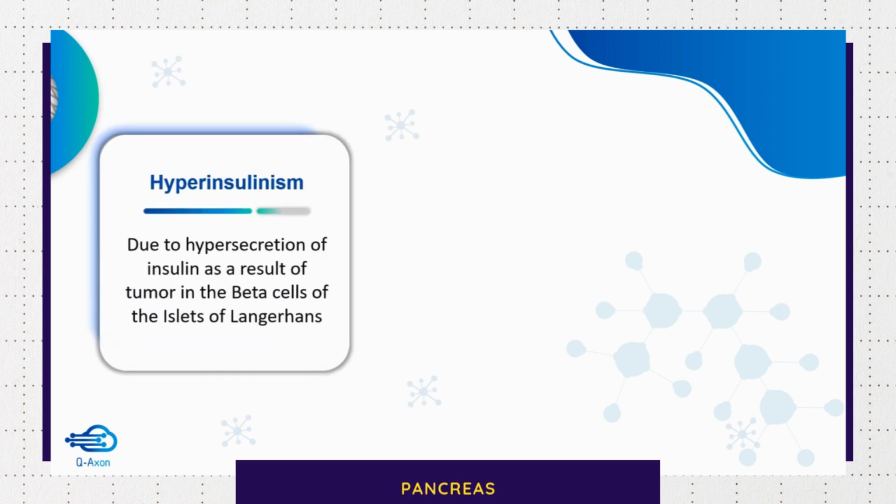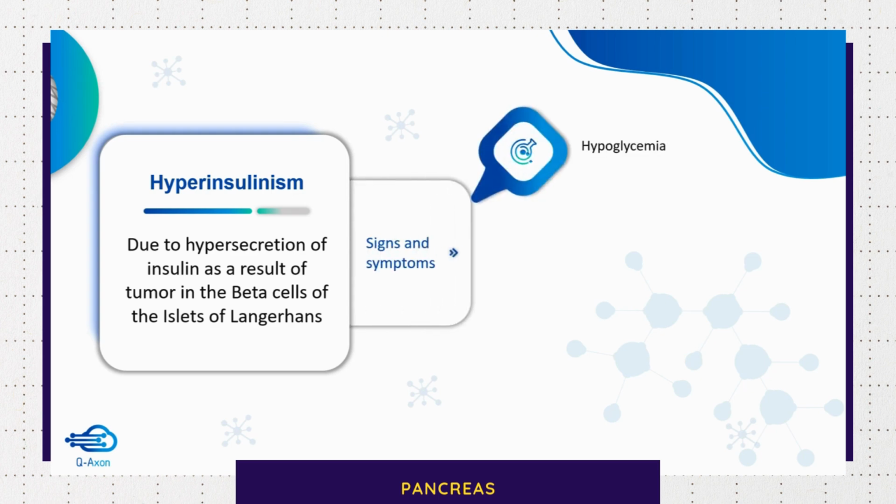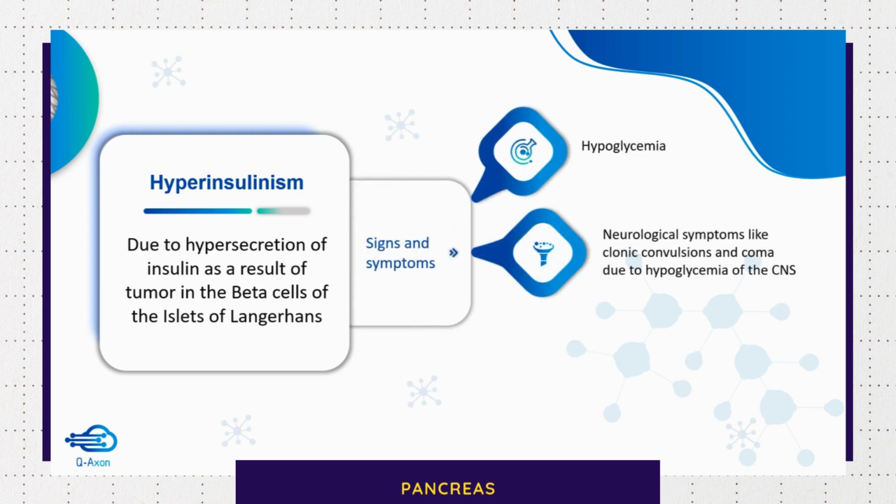Now let's see about hyperinsulinism. This happens due to increase in insulin secretion as a result of tumor in the beta cells of islets of Langerhans. It can result in hypoglycemia, neurological symptoms like convulsions and coma. This is due to hypoglycemia of the central nervous system, and it can result in insulin shock.